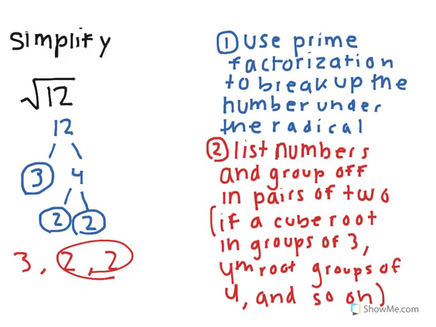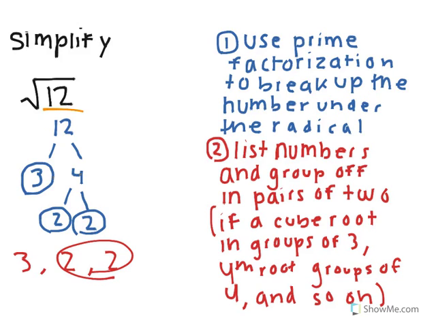Simplifying. I like using prime factorization when I simplify my radicals, so I'll show you how that works here. I already have an example written out, and I'll walk you through it. So the first step is, when you have this, you use prime factorization to break up the number under the radical. So the number is 12, and I just choose two numbers that multiply together to equal 12. So 3 and 4 multiplied together equals 12.